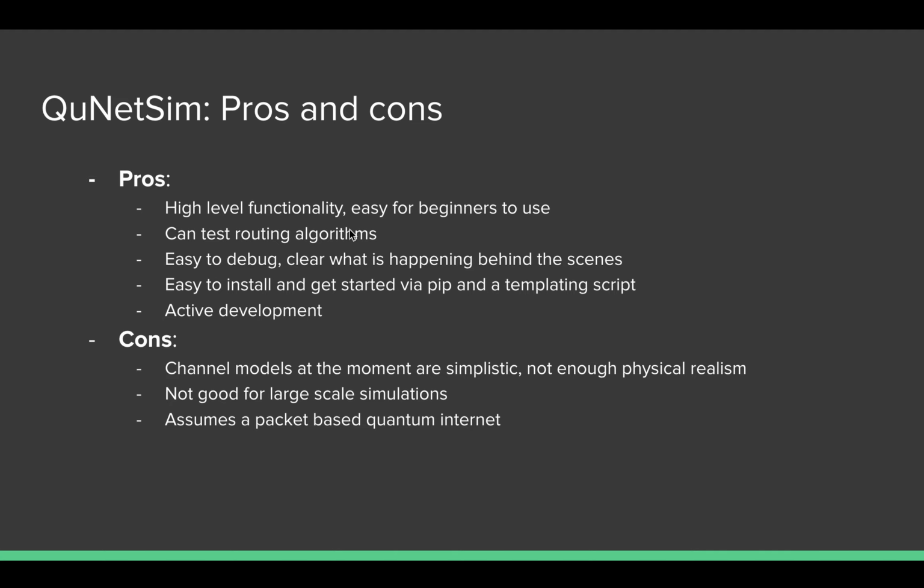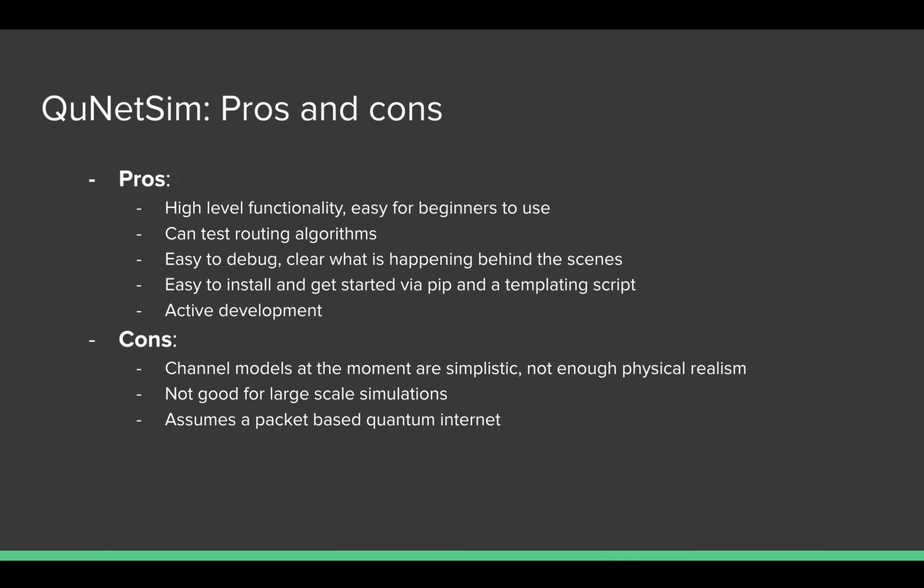You can test routing protocols, which I mentioned before. It's quite easy to debug in QuNetSim. Well, I guess it depends how complicated the system is, but we have lots of logging messages that can be turned on or off, and you see every step of the protocol. So if you want to debug a protocol, you can see step by step what the network is doing, and you can use this to debug your protocols if you have any issues with them.